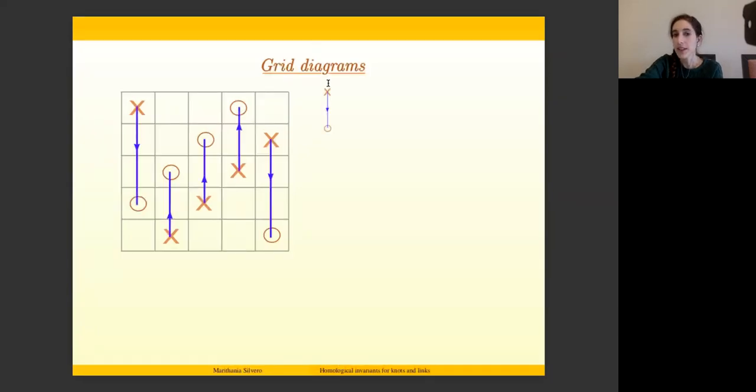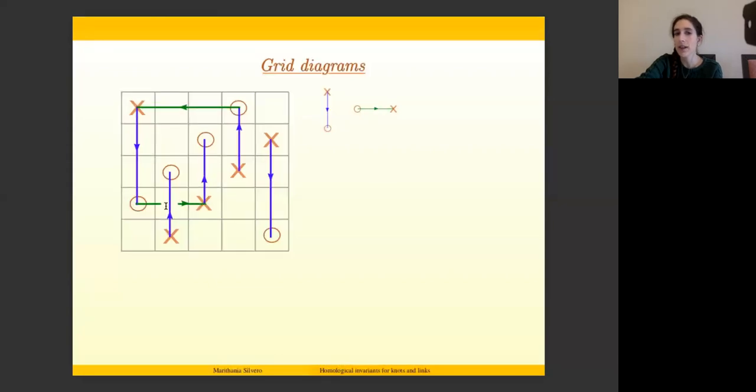First, in vertical, we recall that we have one cross and one circle in each row. So we go from the cross to the circle in this direction, from cross to circle. So in this case, we have something like that. And now in the rows, we are going to go from circles to crosses. So in this case, from circle to cross, we have this.